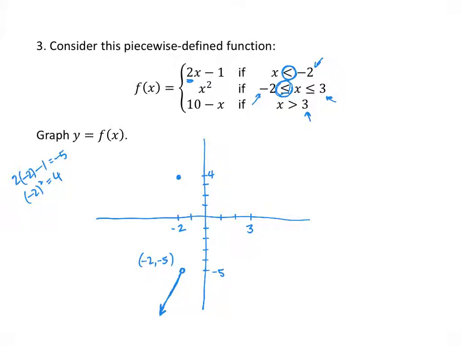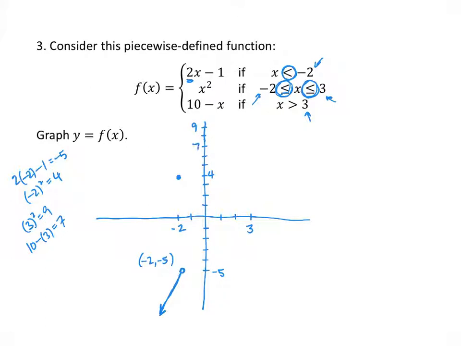Now let's go ahead to x equals 3. So at x equals 3, again, we're going to plug 3 into both functions. So we get 3 squared, which gives us 9, and then we get 10 minus 3, which gives us 7. We're going to plot 3 comma 9 with a filled in dot because that's where the less than or equal to sign is.